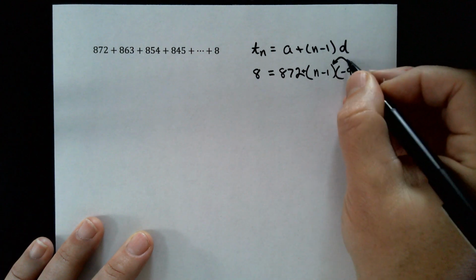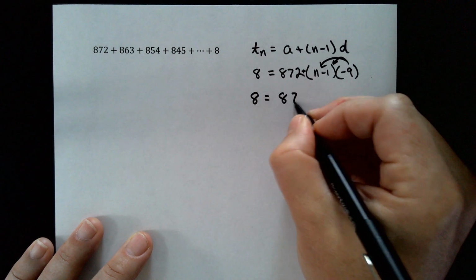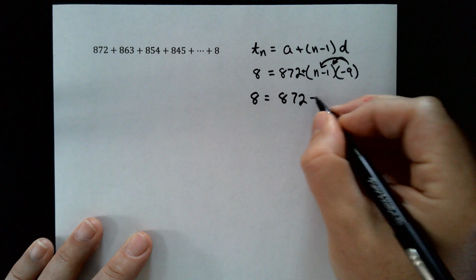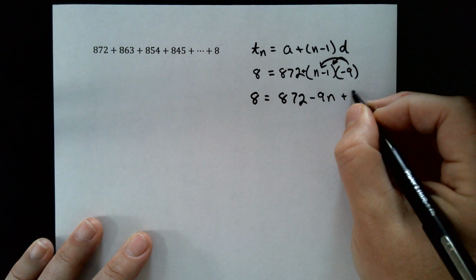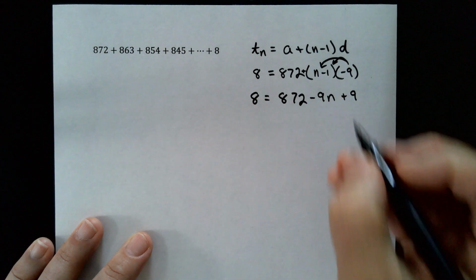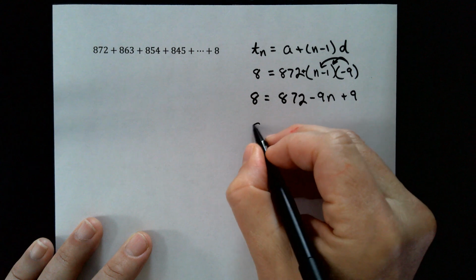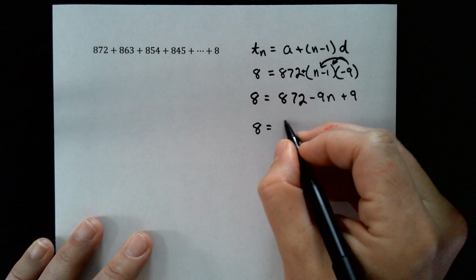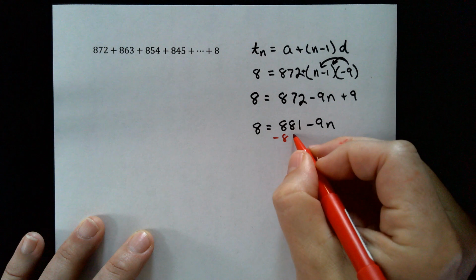Let's distribute this negative 9 here. So I get 8 is equal to 872. Negative 9 times n is negative 9n. And then negative 9 times negative 1 is 9, negative times a negative. Let's add the 872 and the 9. So I get 8 is equal to 881 minus 9n.